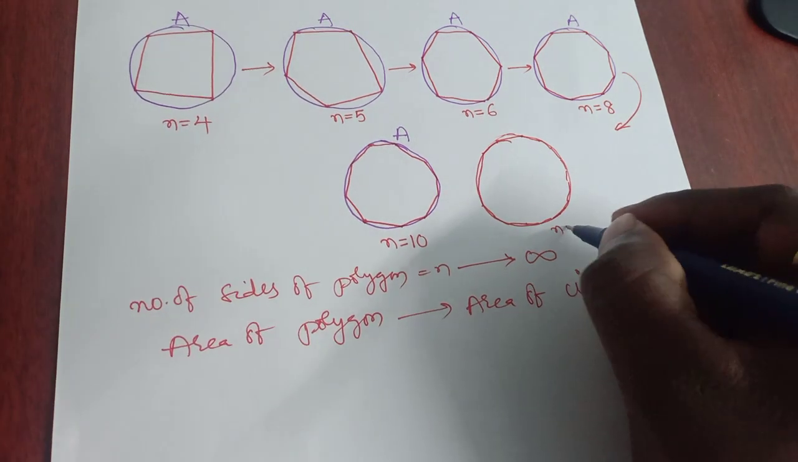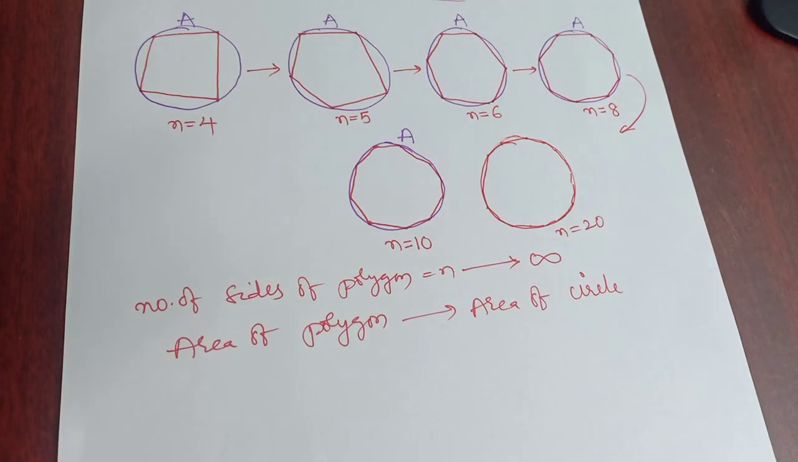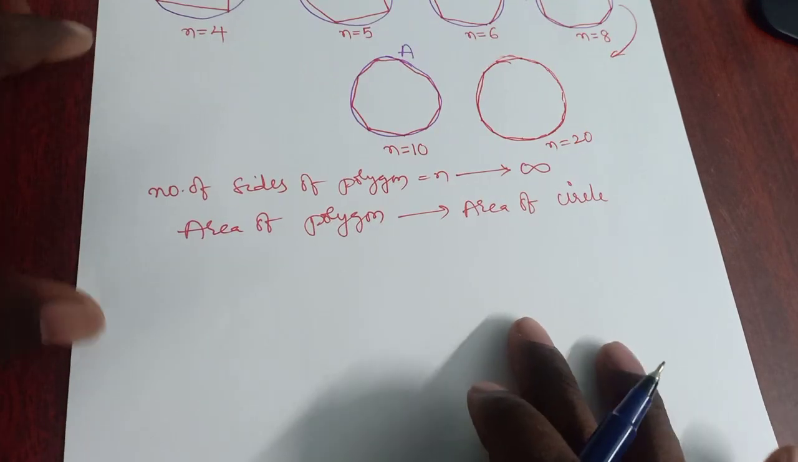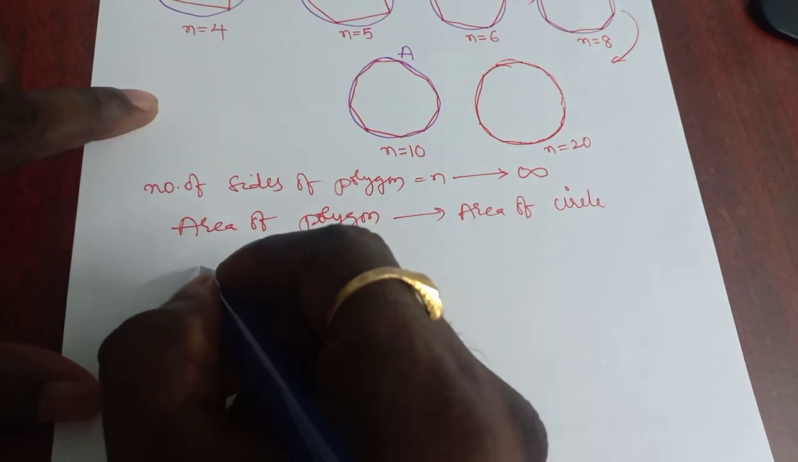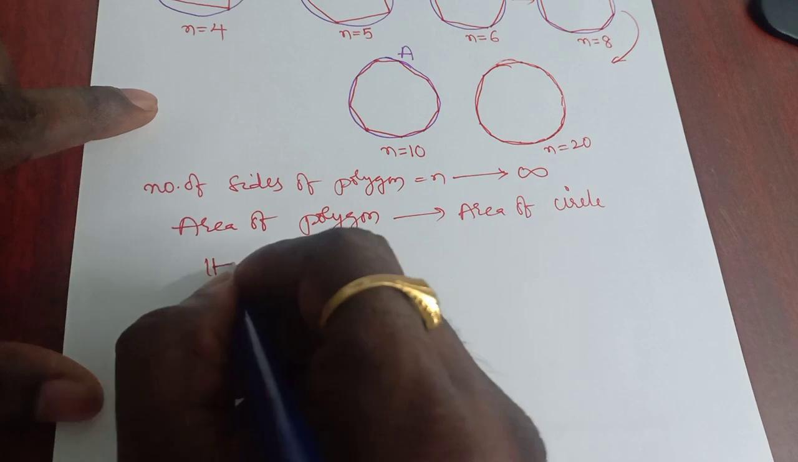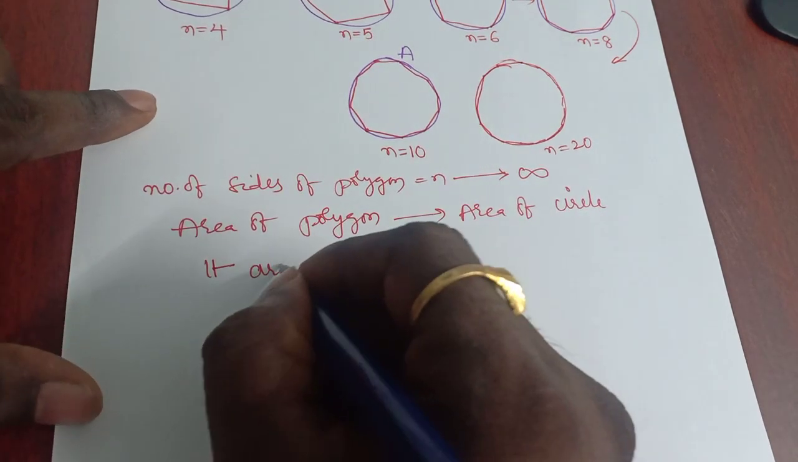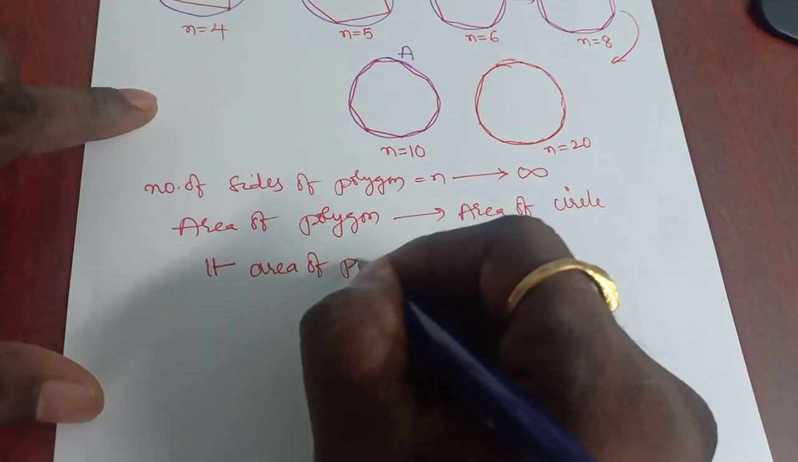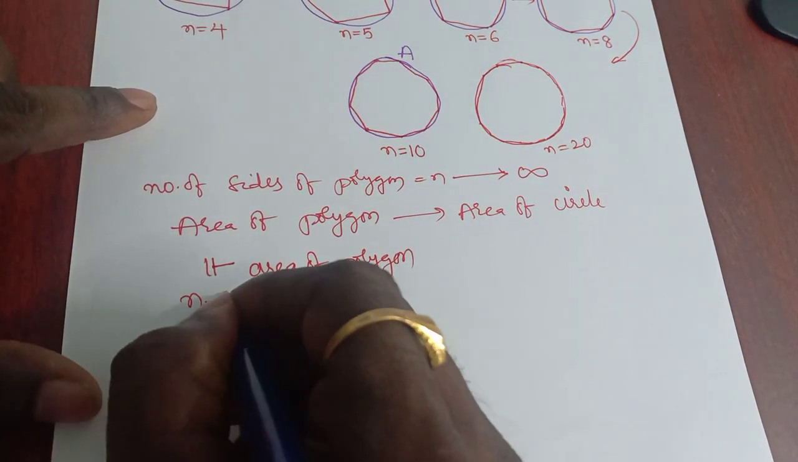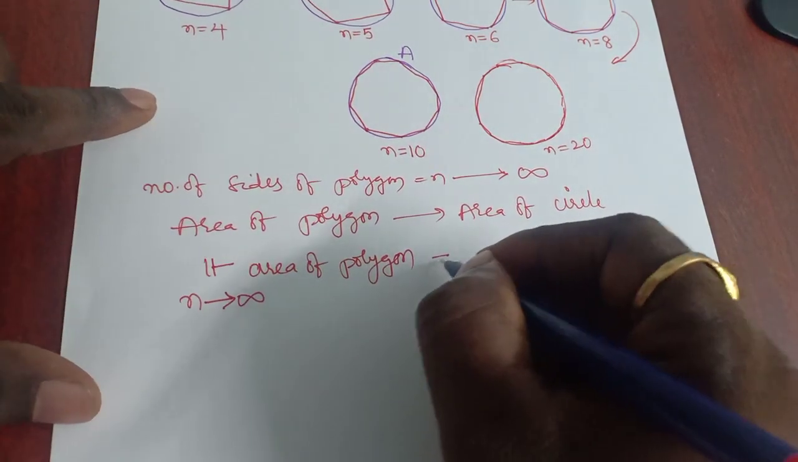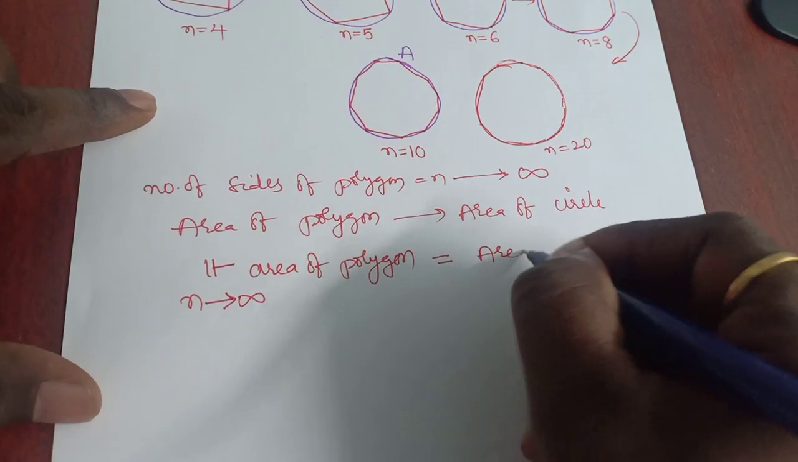Suppose you increase the number of sides up to infinity, what happens? The area of the polygon approaches the area of the circle. That means the limiting position of the area of the polygon as the n value approaches infinity is equal to the area of the circle.